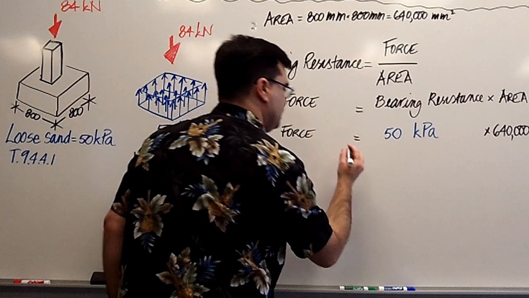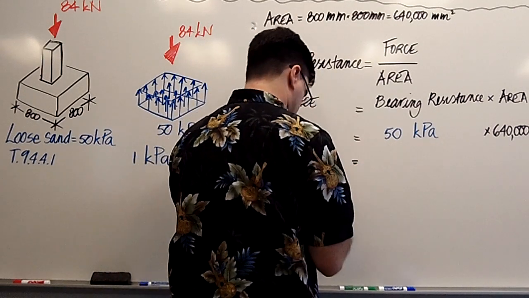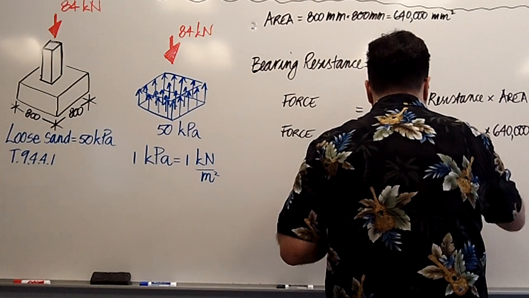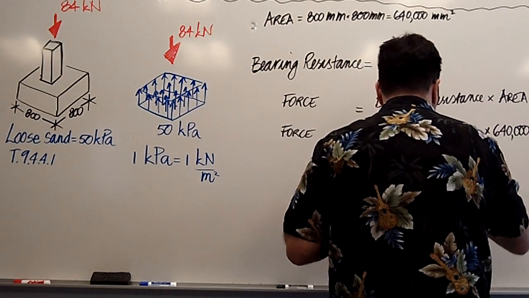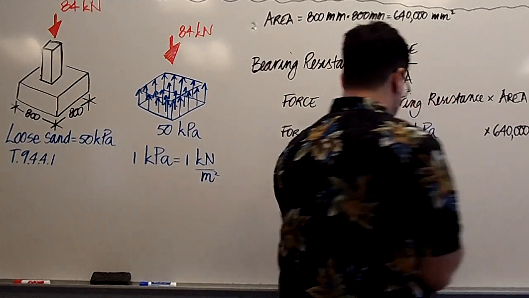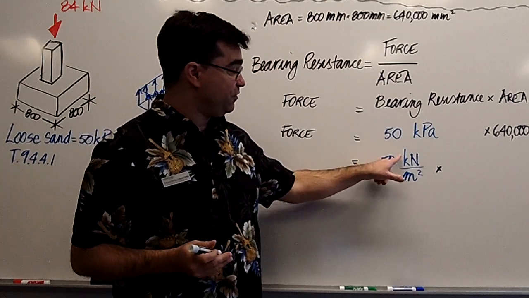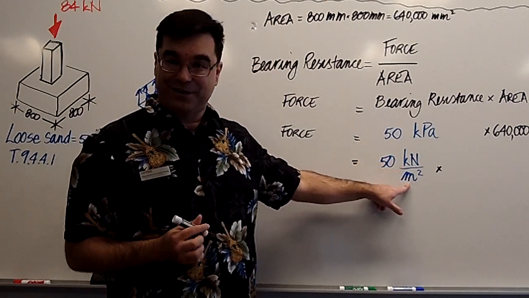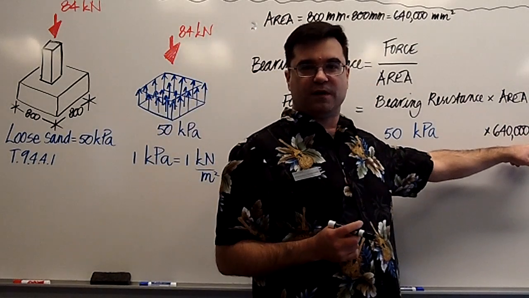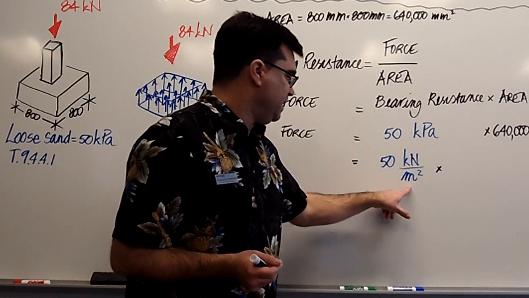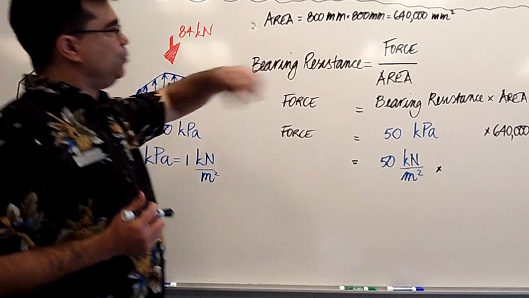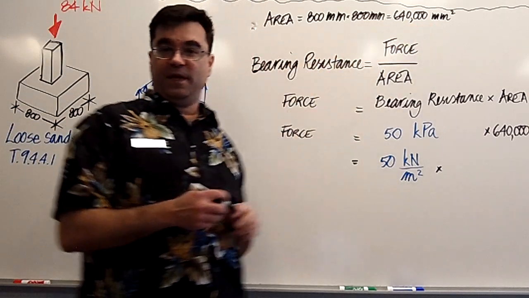That helps, okay? So this is equal to 50 kilonewtons per meter squared times. So that's great. Look at this, okay? Now we have a force as a unit and an area as a unit. Now, this here, 640,000 millimeters squared, if we could convert that to meters squared, that would work out. So how do we do that? How do I go from millimeters squared to meters squared?